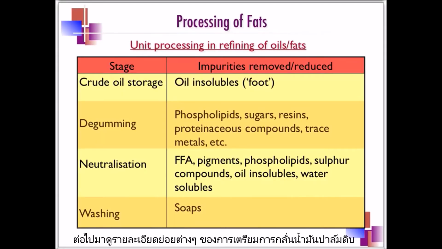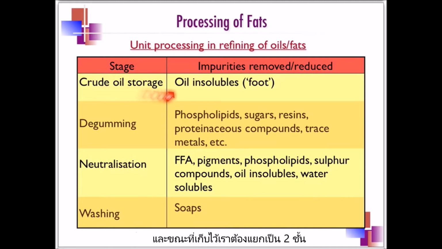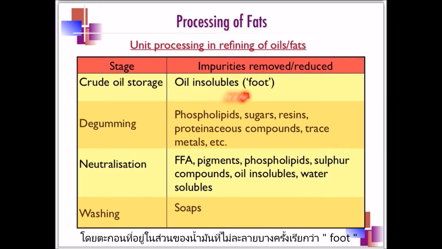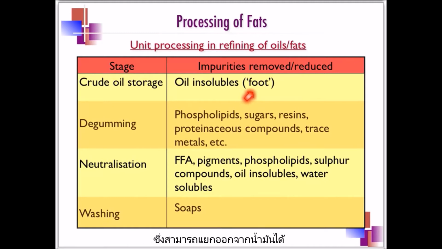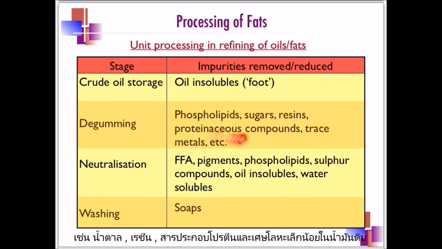Okay, now let's look in more detail at the various unit operations in the refining of crude palm oil. The crude oil usually is stored in a tank, and during storage it will separate into two layers. So the sediments, or the oil-insoluble part, sometimes called foots, can be separated out from the oil. Then the degumming process will remove the phospholipids, which are the gums, the viscous component in the oil, and also other components such as sugars, resins, proteinaceous compounds, and trace metals in the crude oil.